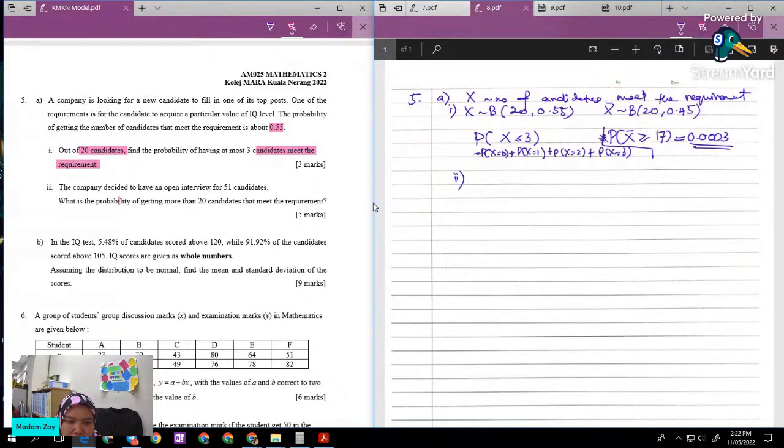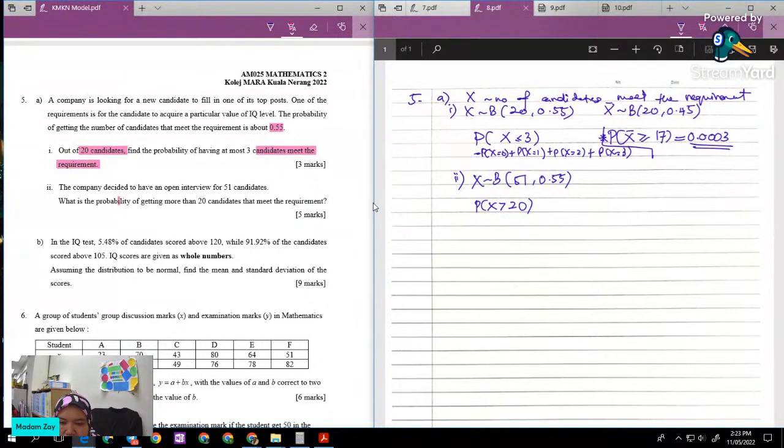So sekarang ni number of trial dia berubah, betul tak? Daripada 20 ke 51. Betul? So X is a binomial with 51 as the parameter and 0.55. The question asks to find the probability of getting more than 20. Probability of X more than 20 that meet the requirement.